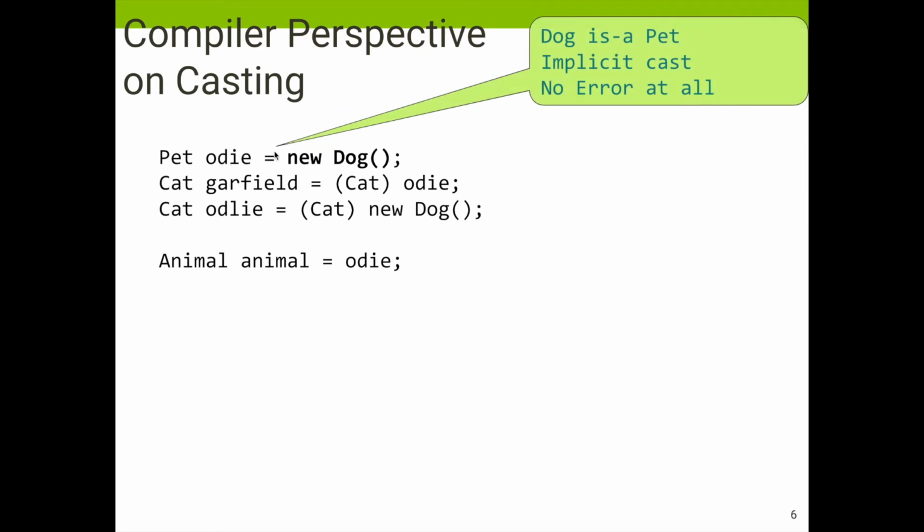And what happens right here, you don't see it, is that there is an implicit cast right there. We are casting this dog to a pet, and no error happens at all, okay? It just fits right in there, no problem. So now we look at this next line. I have Odie, which is a pet, which actually, it's a dog, but it's in a pet identifier, and I'm casting that to a cat and trying to stick that in. Can you do that? Are you going to get an error? Will that work?